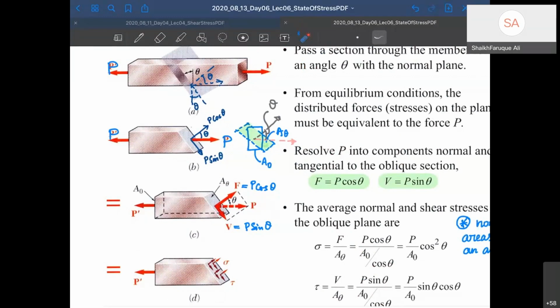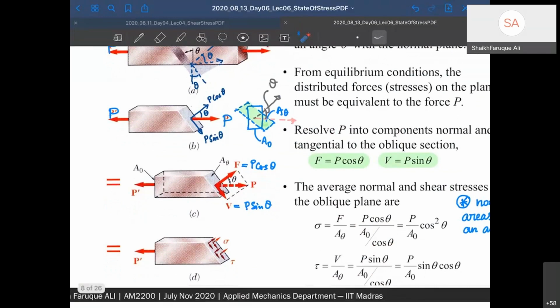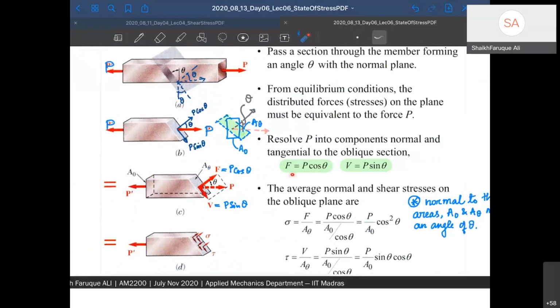That comes from the normal also. Now what we have to do is, we know the normal force, which is P cos theta, and we know the shear force going along the grazing surface is P sin theta. So these are my two forces, P cos theta and P sin theta. Therefore, normal stress will be normal force divided by area.